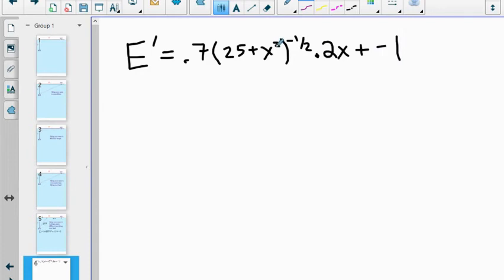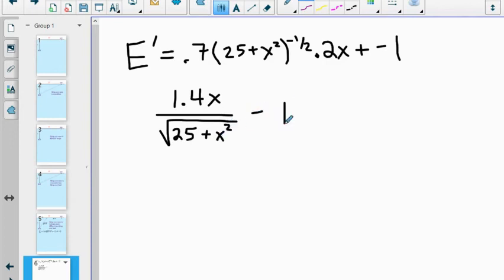Here we go again. I've got something minus something. I'm going to set this equal to 0. I'm going to simplify the left part of it. I've got a 2x times a 0.7, and something raised to a negative 1/2 power. So 0.7 times 2, we're back to 1.4, but I've also got an x. That stuff to the negative 1/2, I'm going to call the square root of 25 plus x squared in the denominator, minus 1 is equal to 0.